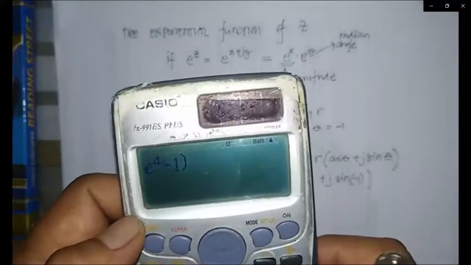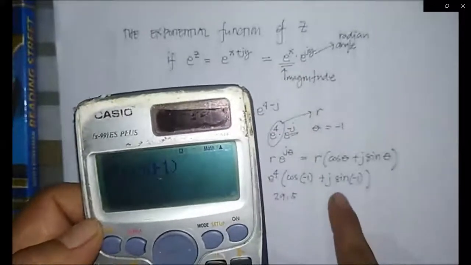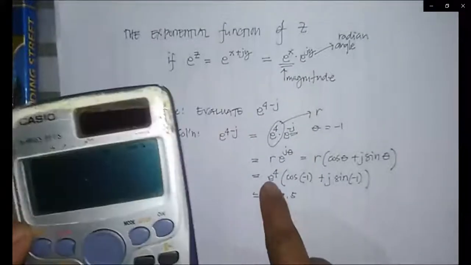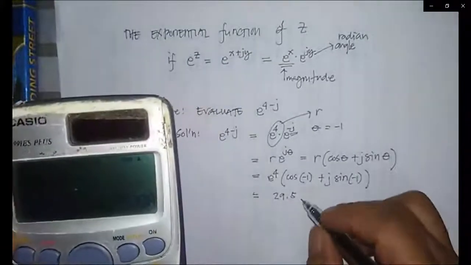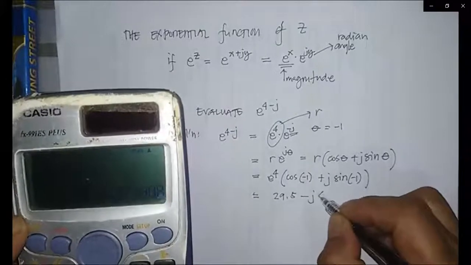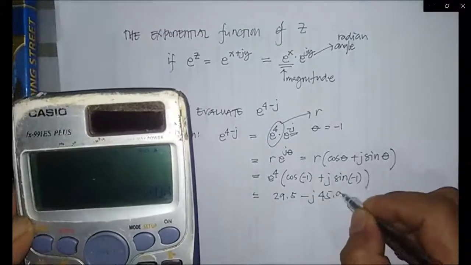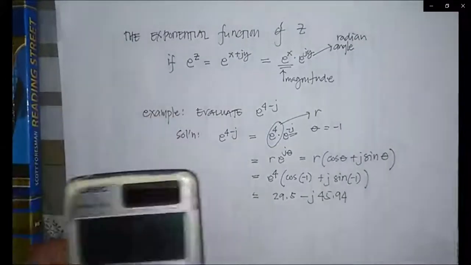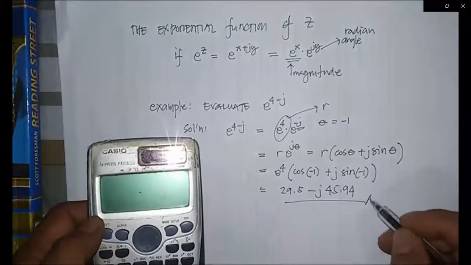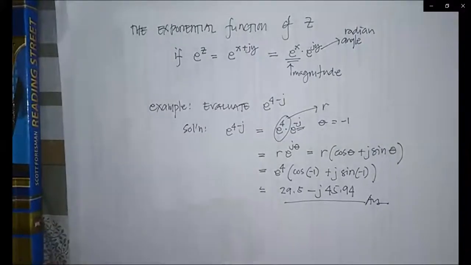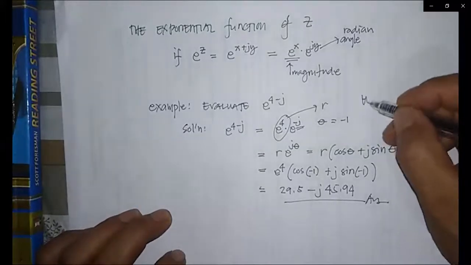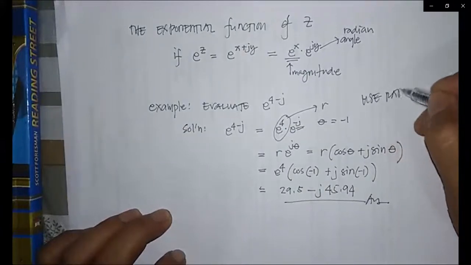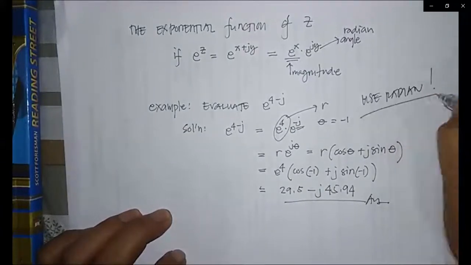Okay, for the sine function, what about sine? That is e to the 4 times sine of negative 1. So press enter. So it becomes 45.94. I'm sorry, that is negative 45.94. Please check that in your calculator. Take note, use the radian value.